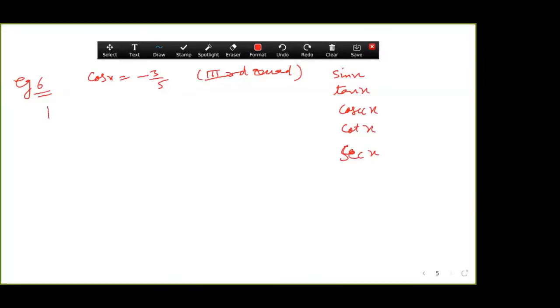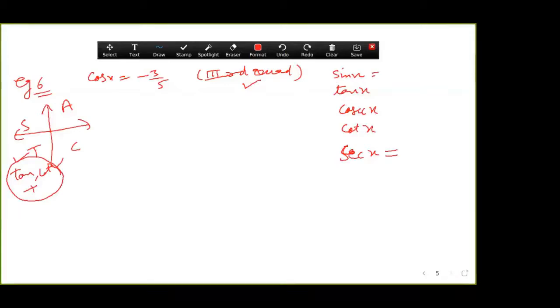Cos x, first of all I will plot again: after school to college. Now in the third quadrant, tangent and cot both are positive. Other trigonometric functions will be negative. It means cos x is minus 3 by 5. You can write secant x directly. In the third quadrant, cosecant will be negative, cot will be positive, secant will be negative. Secant will be the reciprocal of cos, that is 5 upon 3 with minus sign.